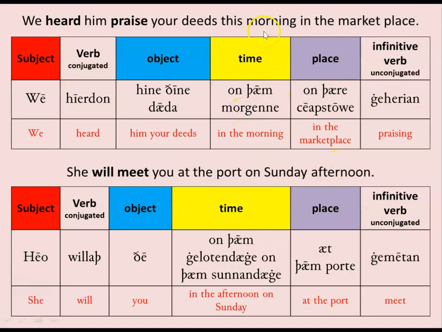We heard him praise your deeds this morning in the marketplace. So now we've got a time, we've got a place. Him is the object, so here we go. We hierdon hina thina dada on thamarchene on tharachepsatoa yeherian. Heard is the first verb, and that is plural present tense. So we choose hierdon, for the plural present tense.